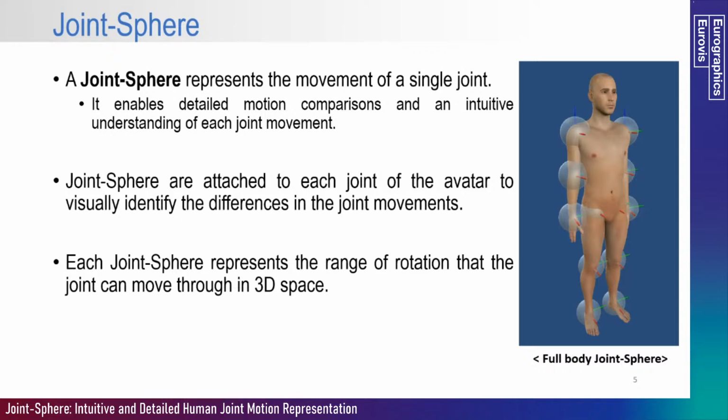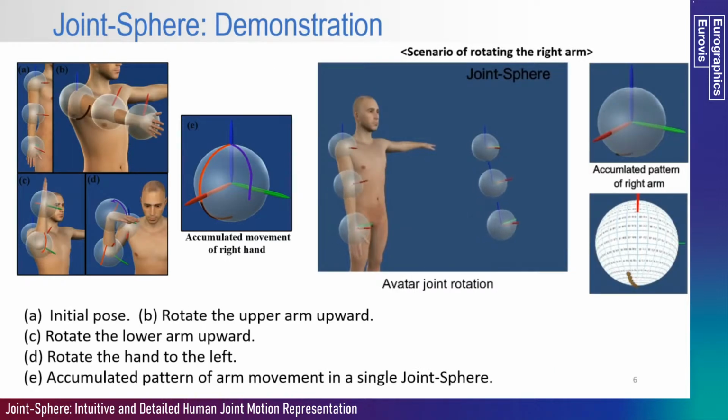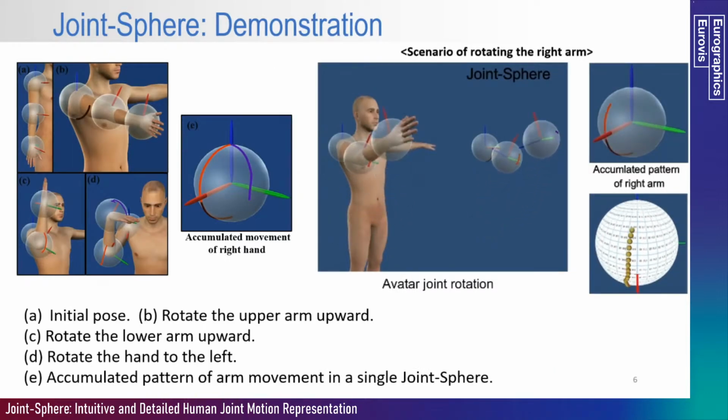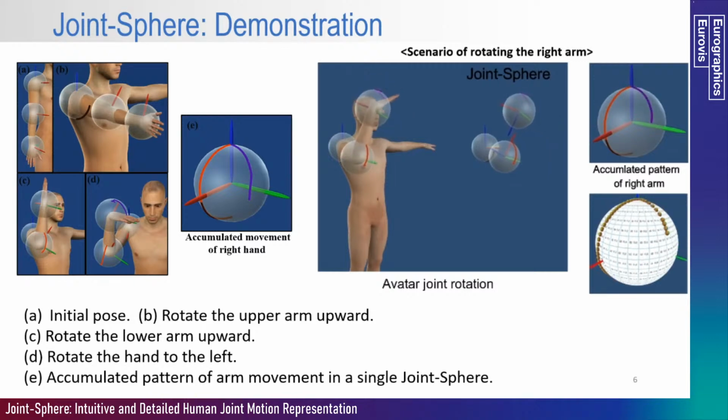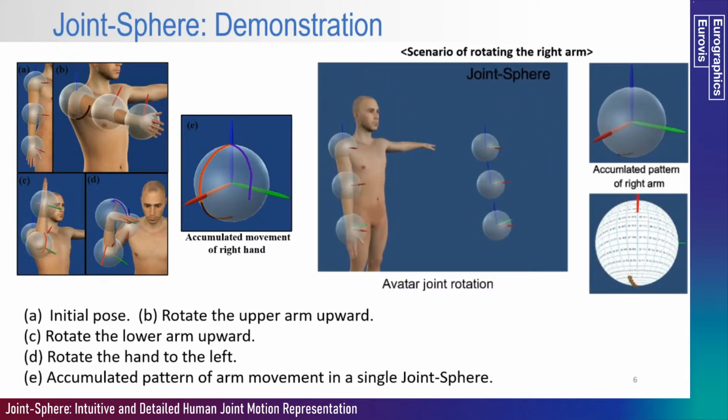Connecting each contact point and expressing it as a trajectory allows us to identify the direction in which the joint has moved in 3D space. Here we demonstrate joint sphere representation. The video shows the movement of 3 joints in a sequence.